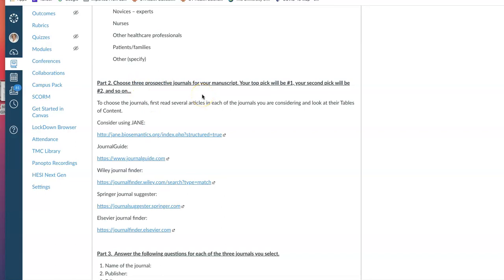Number 2. Choose 3 prospective journals for your manuscript. Your top pick will be number 1, your second pick will be number 2, and your third pick will be number 3. So how do you find a journal? You can just go onto the internet and look for scholarly journals, elderly, scholarly journals. Just put something in.